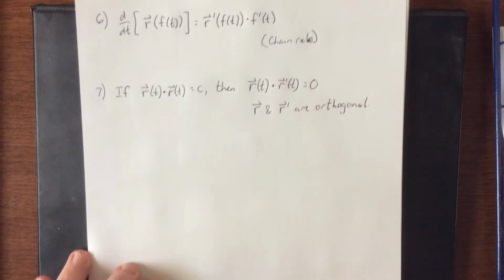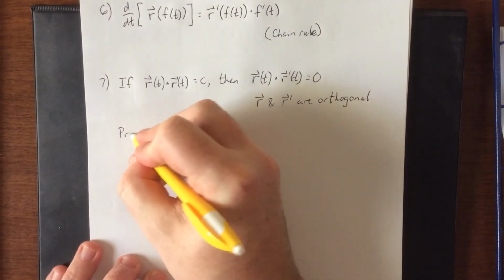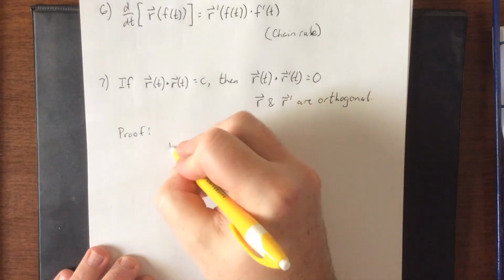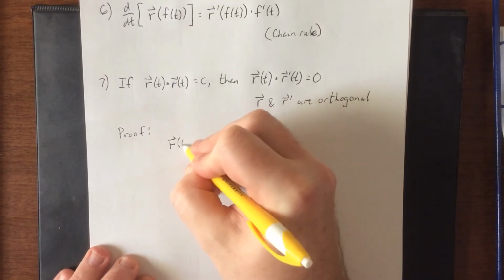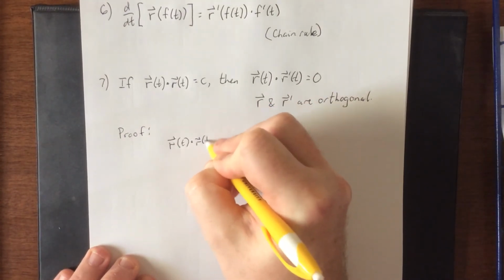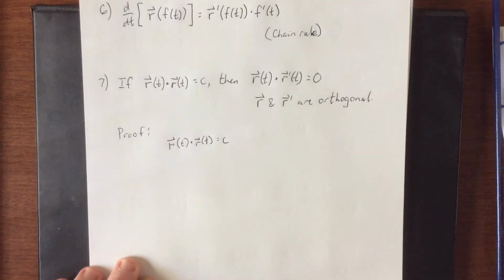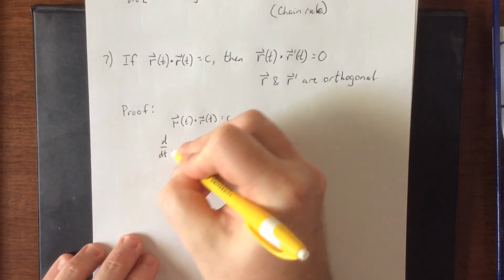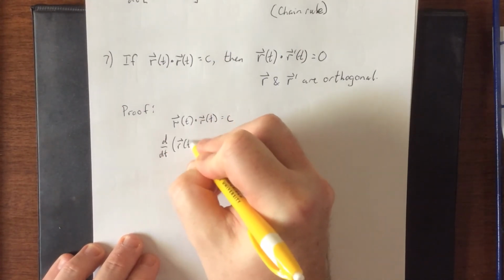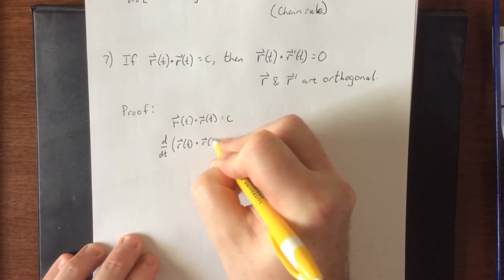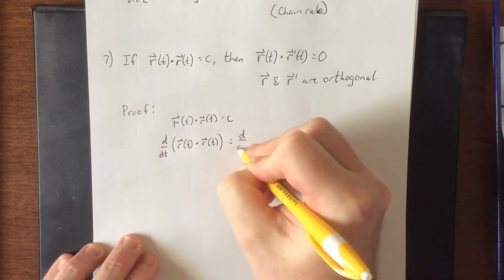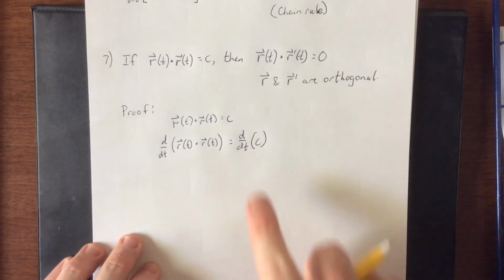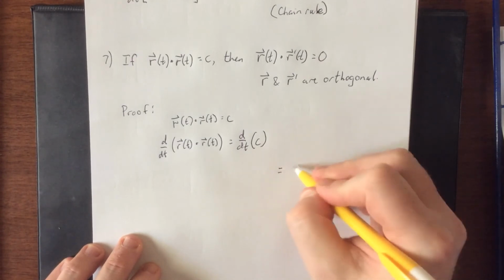Now 7 is the only one that we're going to bother proving. And it's going to make use of one of the properties that was up here just a moment ago. So we're going to operate under the assumption that R of t dotted with R of t is a constant. What we're going to do is implicitly differentiate both sides with respect to t. Let's not lie to ourselves, t means time. Now over on the right hand side, we're simply differentiating a constant. That's going to wind up giving us 0.